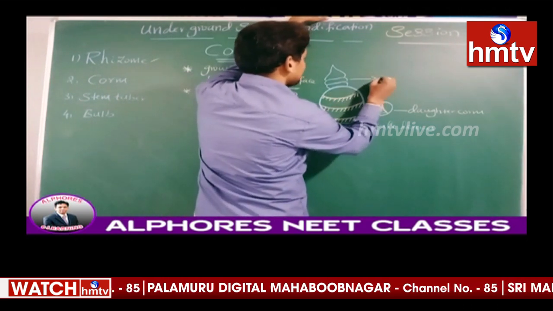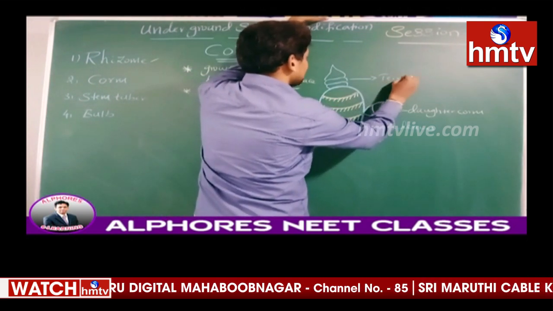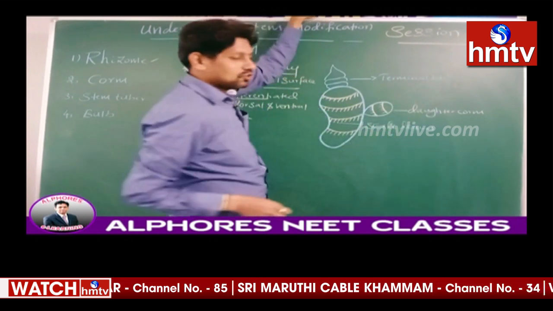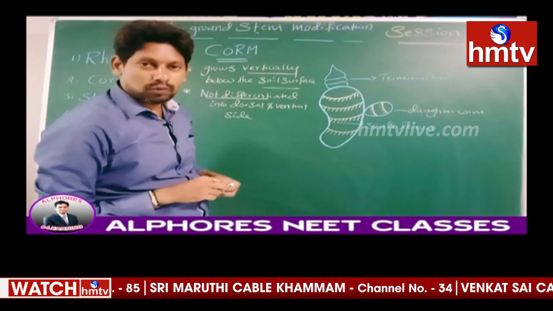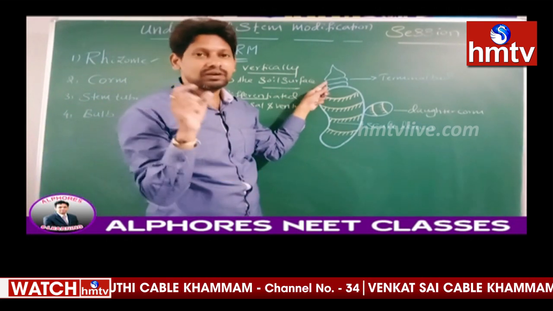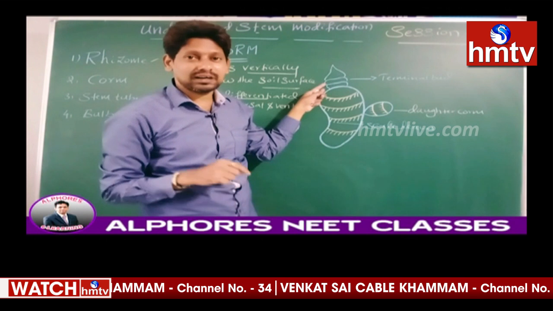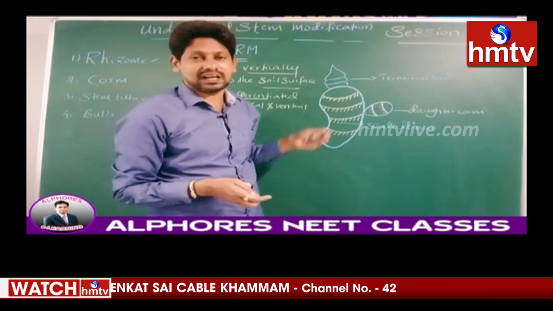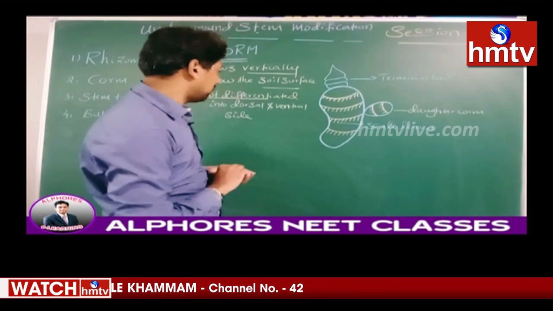What is this one? Terminal bud. This is a terminal bud. Compared to rhizome, the terminal bud of corm is big. The terminal bud of corm is bigger than the terminal bud of rhizome.